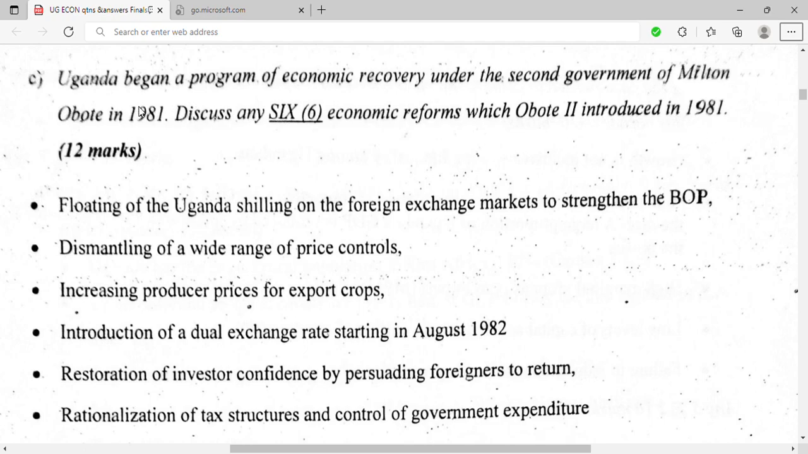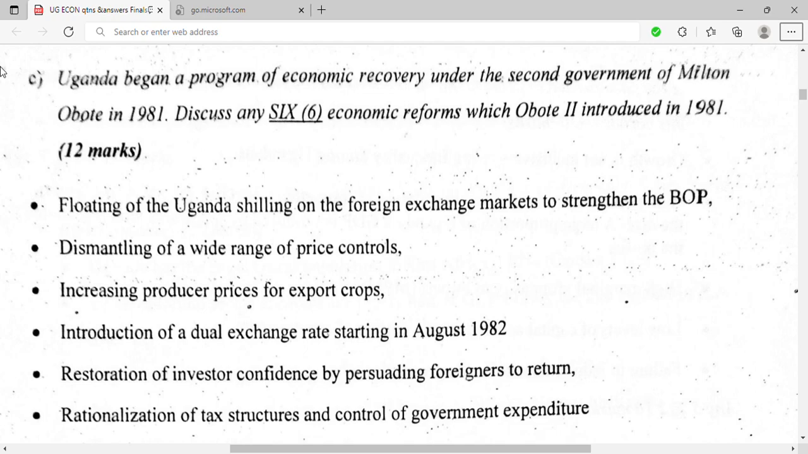Yeah, so Obote was the president before Amin came in, but after Amin's regime ended in 1979, Obote came back as Obote II. After that, the economy, remember, had collapsed in Amin's regime, so he had to recover the economy. And he came up with the Economic Recovery Program in 1981. This program had some reforms that were introduced. And they want us to discuss any 6 reforms which Obote II introduced in 1981.